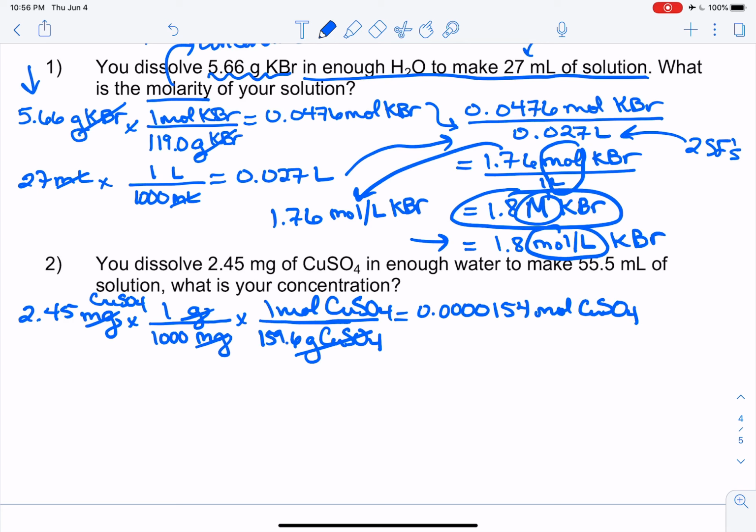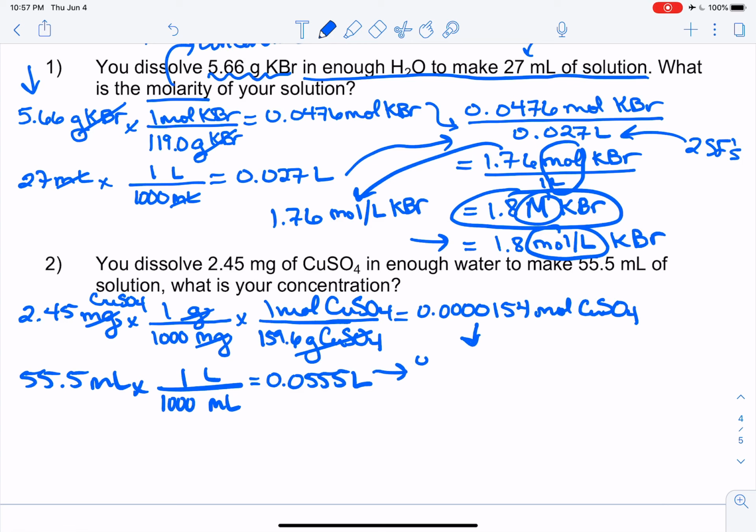All right, and then we want to know the volume. So we have 55 milliliters, and we've got to get that to what? We have to get that to liters, and liters is the bigger unit. And how many milliliters can we get in a liter? Again, 1,000. So what we have here is 0.0555 liters. And we're going to put those two things together and we're going to find our molarity.